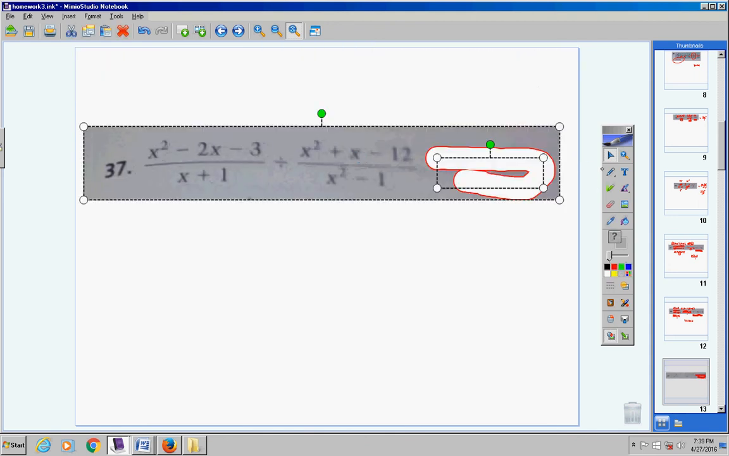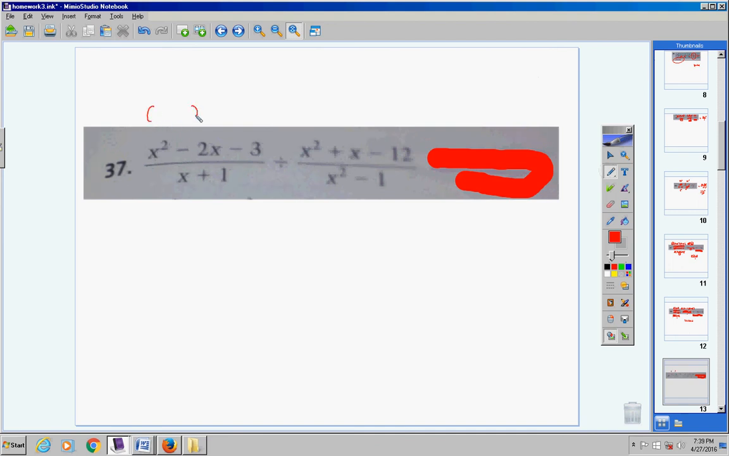Alright, let's factor this trinomial here. What two numbers when multiplied together give me a negative 3, and added together give me a negative 2? That's a negative 3 and a positive 1. Alright. We cannot factor this here. What two numbers when multiplied together give me negative 12, and added together give me a positive 1? Well, that's going to be a positive 4 and a negative 3. And then down here we can factor this right here because we have perfect squares. So the factorization would be the square root of x squared, x and x. The square root of 1 is 1. Make one positive, make one negative. And this is gone. Now, we're looking good, except we've got to flip this fraction and multiply.